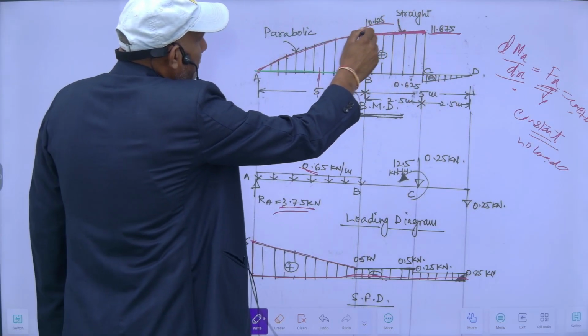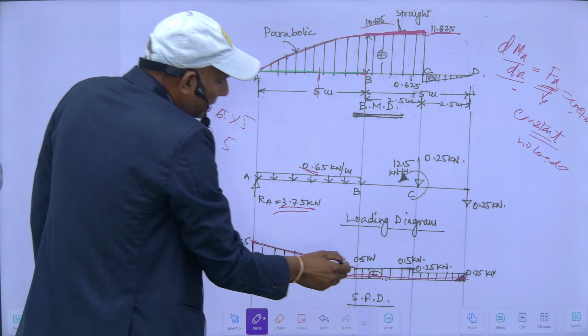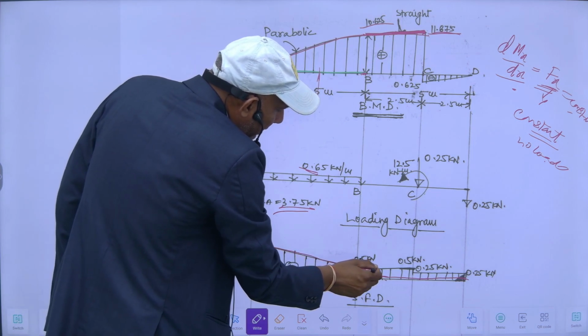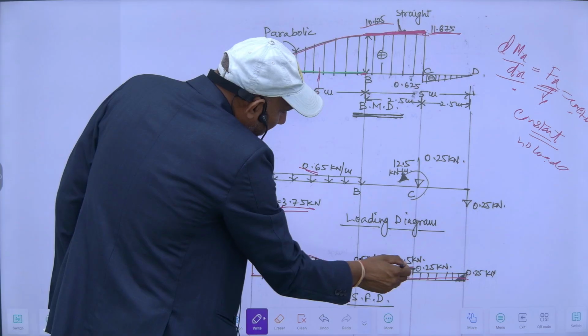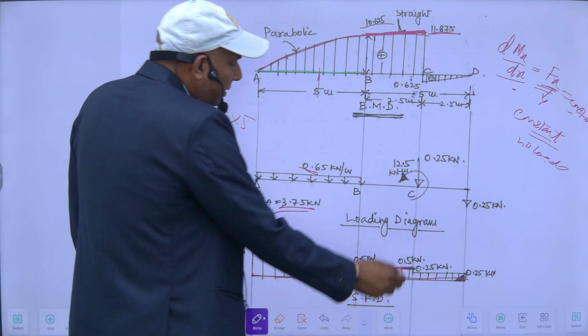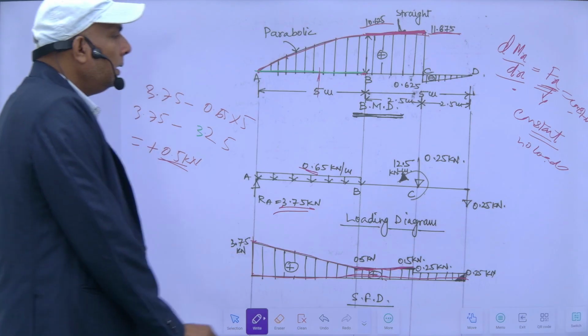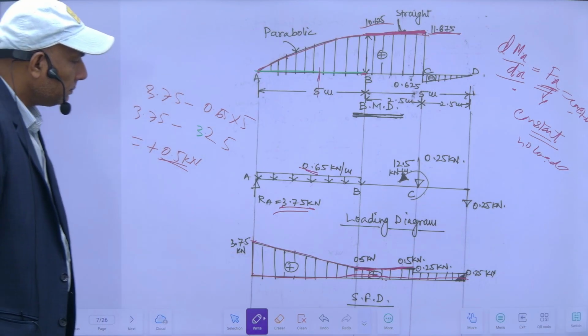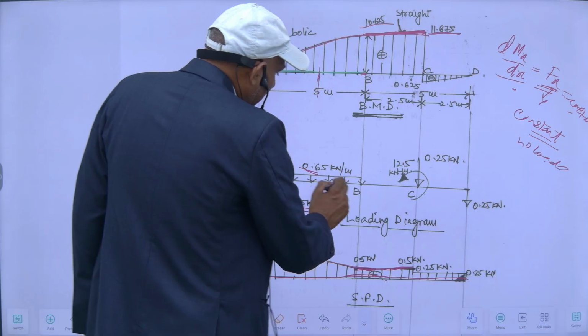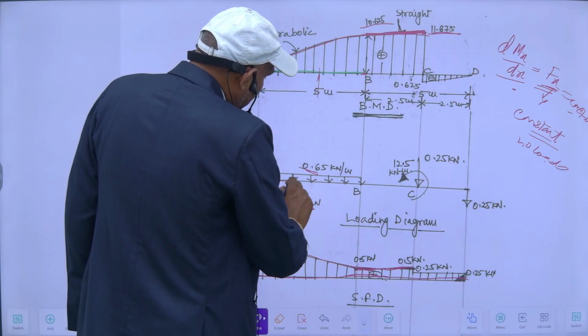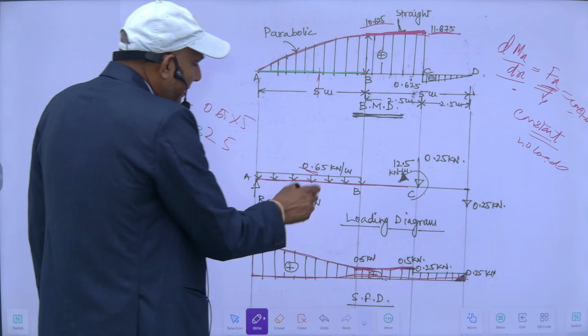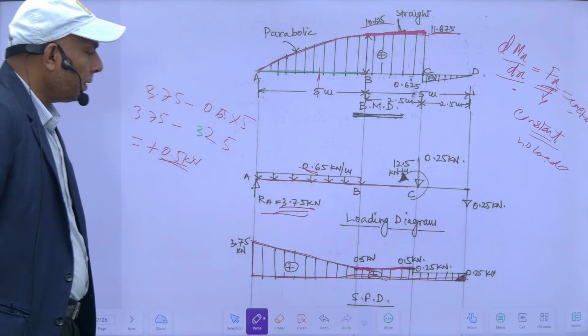So shear force constant means for this portion, this 0.5 kilonewton will be constant from here to here. So it will be 0.5 kilonewton here also. And parallelly my loading diagram will be like this. This is 0.65 kilonewton. These reactions I got.